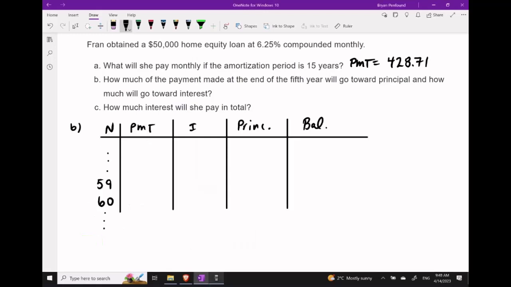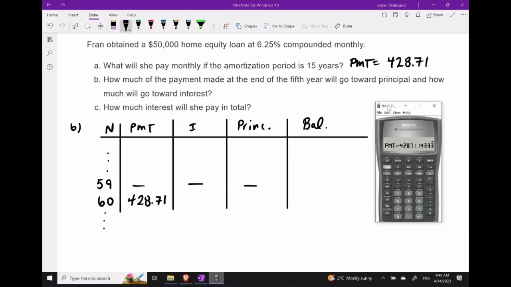Next, let's move into Part B. How much of the payment made at the end of the 5th year is going to go towards the principal, and how much is going to go towards the interest? So we're going to have to get down to line 60 of our amortization table. Since we're making monthly payments of $428.71, this means that n is equal to 60 should be the end of the 5th year.